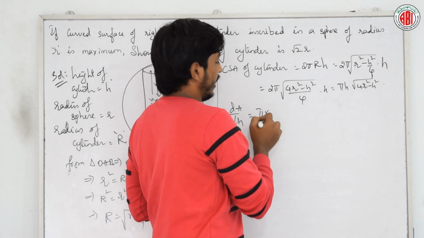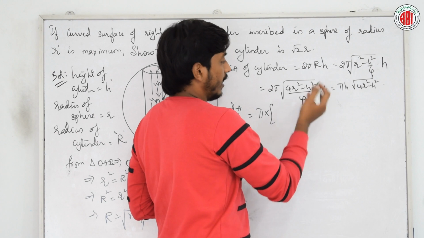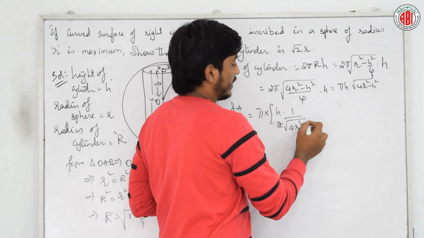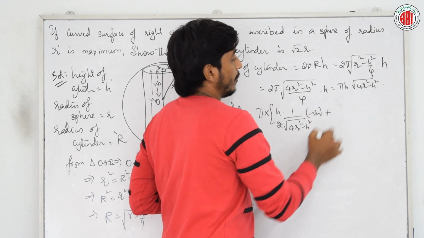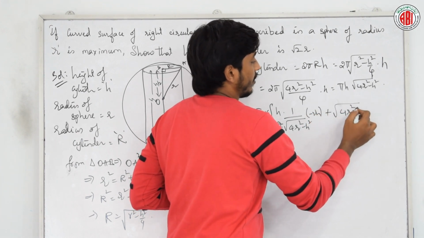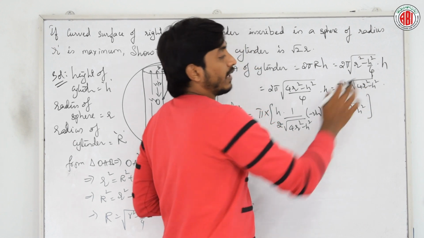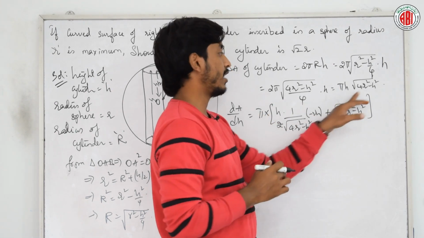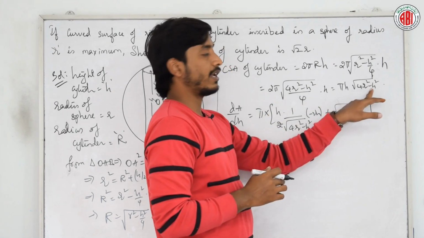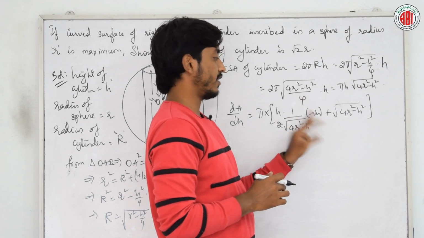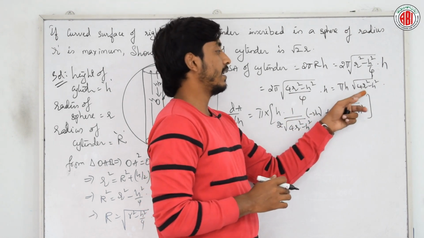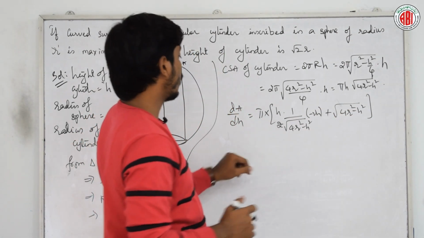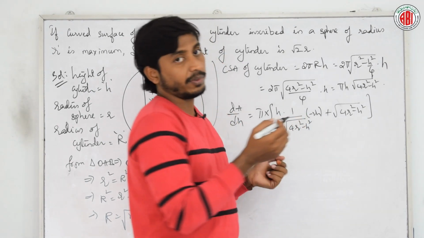Now let me differentiate it with respect to h. I will get pi into UV rule: h into 1 by 2 root 4r square minus h square into minus 2h, plus under root 4r square minus h square into 1. Yes or no? Once again check here. Pi, I have taken it outside. h as it is, the differentiation of square root is 1 by 2 root x into this differentiation, which is minus 2h. Plus again I will keep it as it is, the differentiation of h is 1. Clear? Fine.